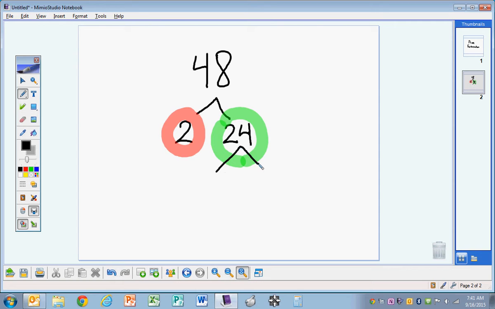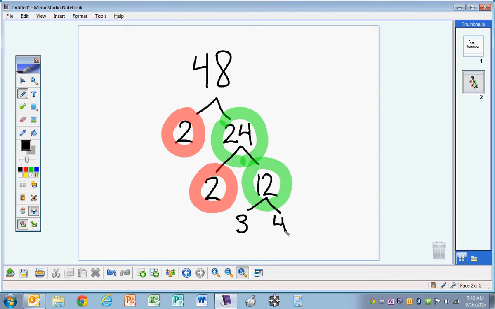I'm going to split up 24, again with a factor pair that will multiply to equal 24 this time. I'm going to stick with my theme of 2 and 12. Again, I'm analyzing. 2 is prime, so it will stop there, and 12 is composite, so it will continue. I'm now going to repeat the process again to find a factor pair for 12. I'm going to change things up a little bit, and I'm going to use 3 and 4 because I know 3 times 4 equals 12.